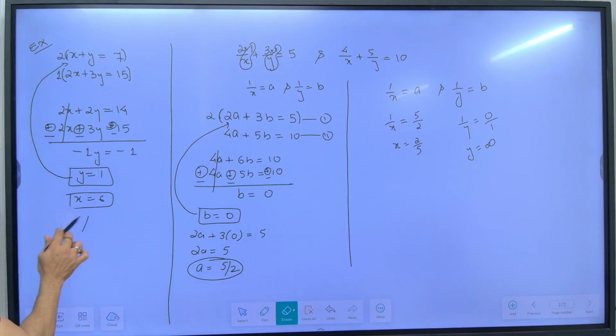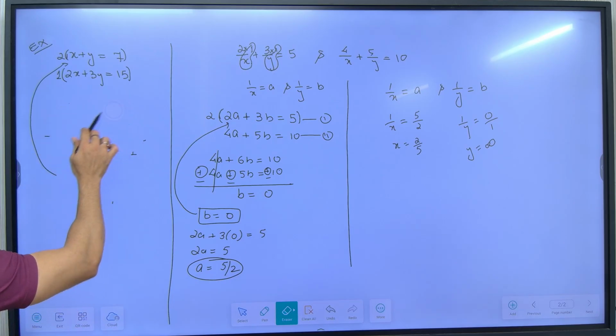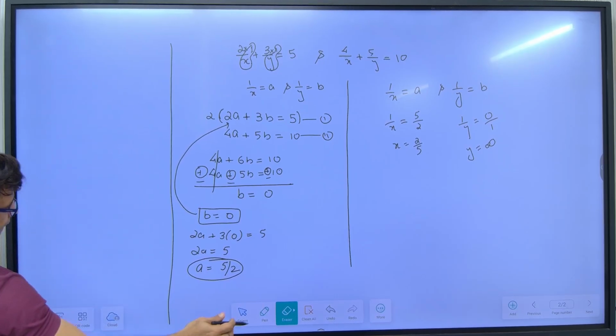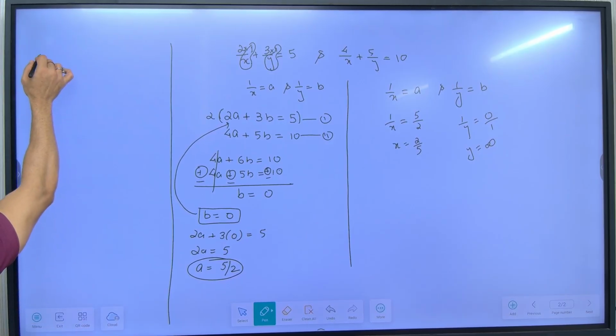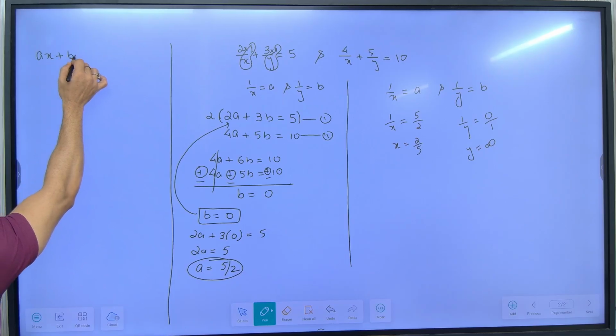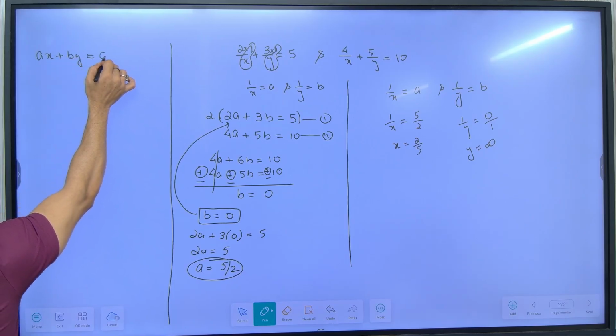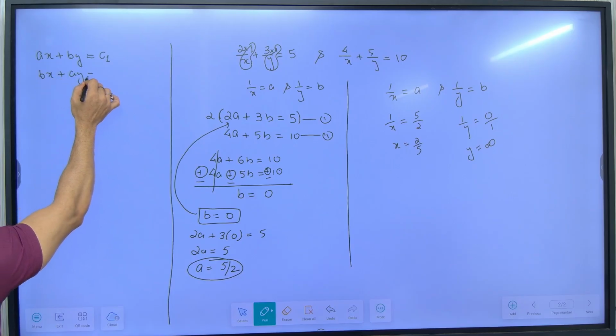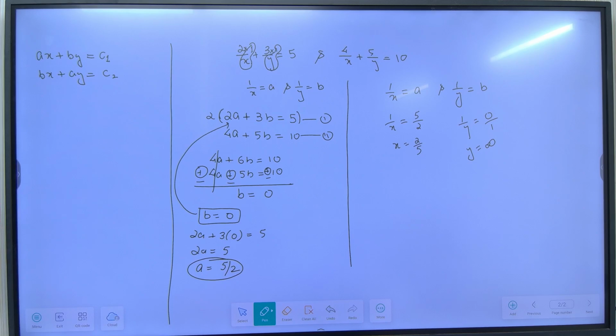This you have done, right? Now, sometimes you have questions in this form: ax plus by is equal to c1, bx plus ay is equal to c2. Now you can observe from here that the coefficients of x and y in the first equation are interchanged. c1 and c2 are some different values.